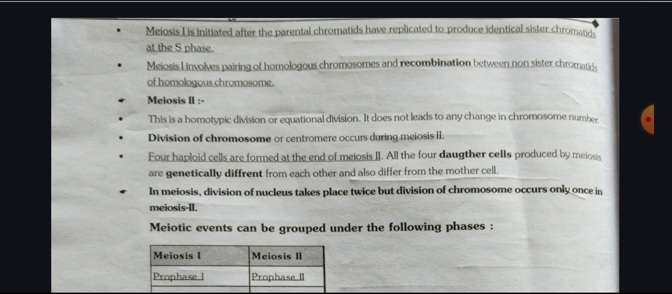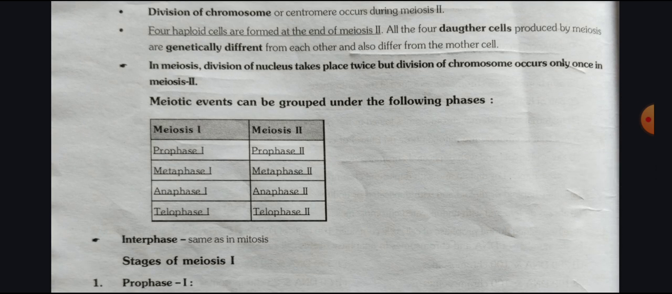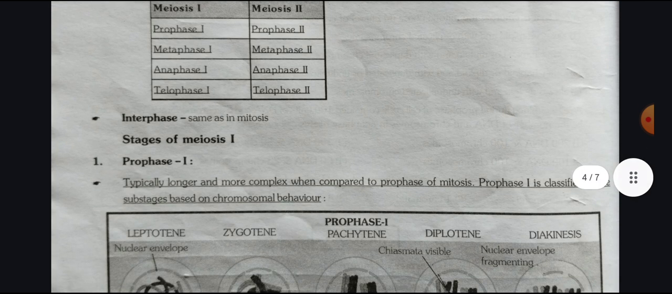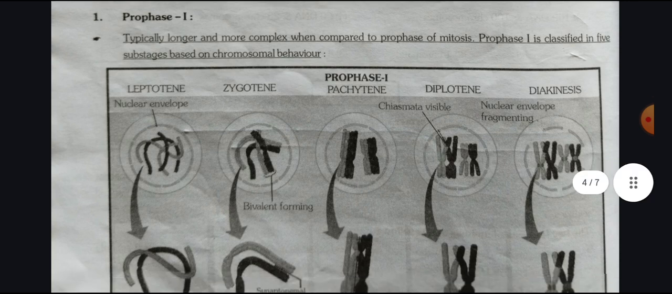Meiotic events can be grouped under the following phases: meiosis I, then meiosis II. Under meiosis I: prophase I, metaphase I, anaphase I, telophase I. Then under meiosis II: prophase II, metaphase II, anaphase II, and telophase II, then interphase, same as in mitosis. Stages of meiosis. Prophase I is typically longer and more complex when compared to prophase of mitosis. Prophase I is classified into 5 sub-stages based on chromosomal behavior.